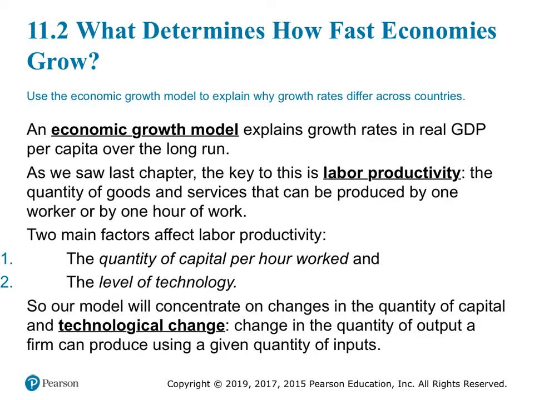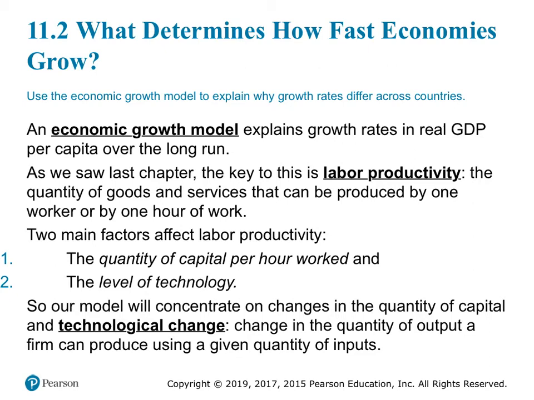So, what exactly determines how fast economies grow? We're going to look at the economic growth model, which explains growth rates in real GDP per capita over the long run. And this is based off of labor productivity. Again, labor productivity is the quantity of goods and services that can be produced by one worker or by one hour of work. And so what affects labor productivity?